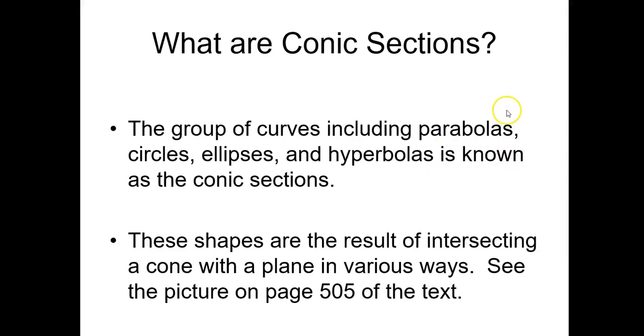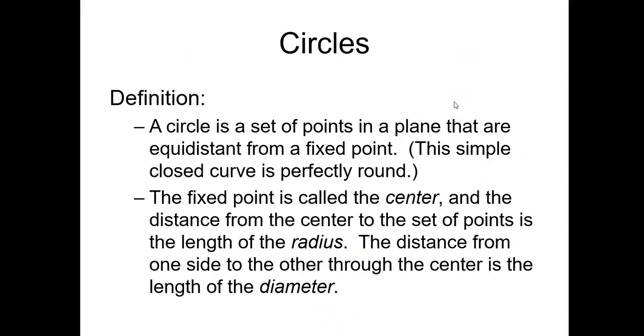Okay, so we just talked about what conic sections were, and we just looked at page 505 of the textbook. Okay, so we're going to talk about circles. A circle is a set of points in a plane that are equidistant from a fixed point. That fixed point is called the center, and then every single point the same distance from the center makes up the circle. It's a simple closed curve, called a Jordan curve if you're talking about topology. And it has an inside and an outside, and it's perfectly round.